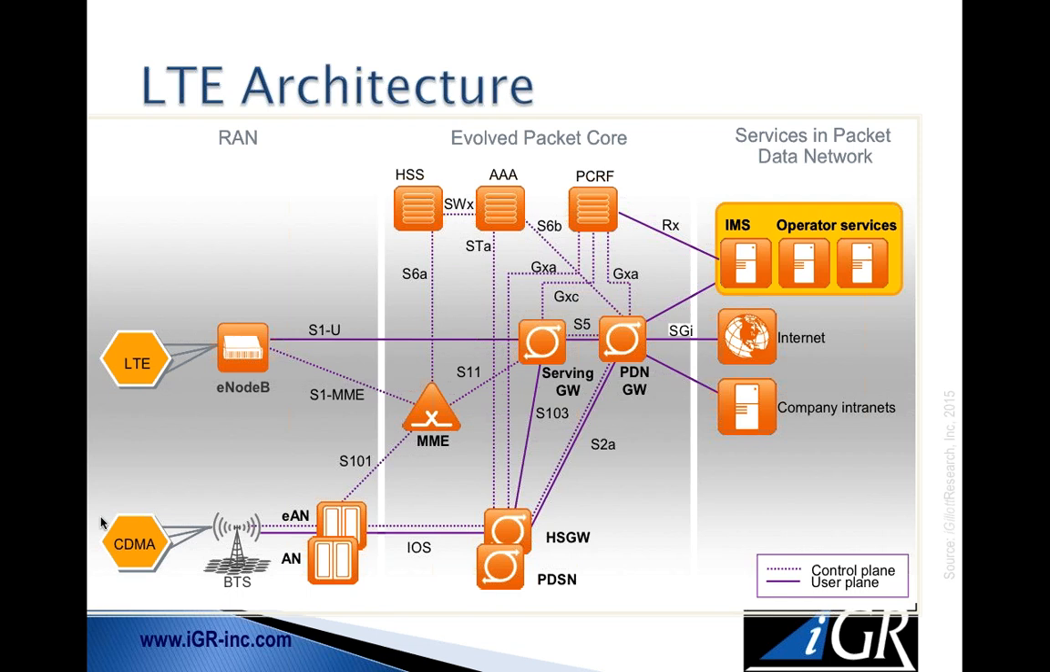But essentially what we've got here, and I'll run through this quickly, is on the left-hand side, we've got the RAN, Radio Access Network. The little hexagon here is actually the end user device. That's your smartphone or your tablet. That's connected to what's called an eNode B. More commonly, we know it as a cell tower, the base station.